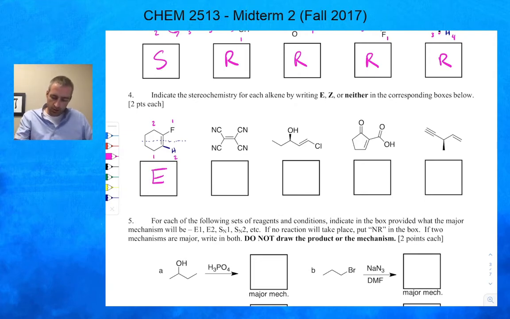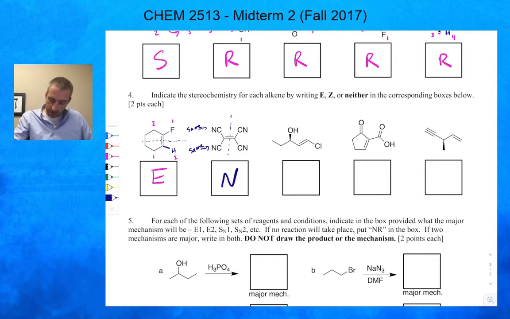This one, we would attempt to do the same thing, except if we cut this in half, what you'll see is we have same, same. So you can't rank priorities if two of them are the same. If you ever have an alkene where two of the groups on one side are the same, it's not going to be E or Z. It's going to be N.